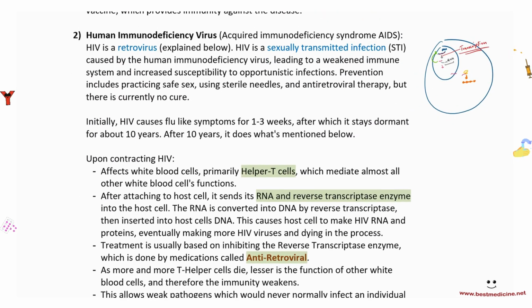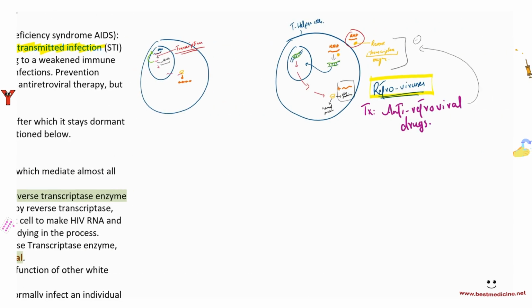Now, what is the mode of infection of HIV? HIV actually is an STI, a sexually transmitted infection. What this means is that it can be transmitted through sexual products, blood products, needles, and anything that involves mucus secretions. What will happen in HIV infection is that it will go ahead and infect T helper cells.